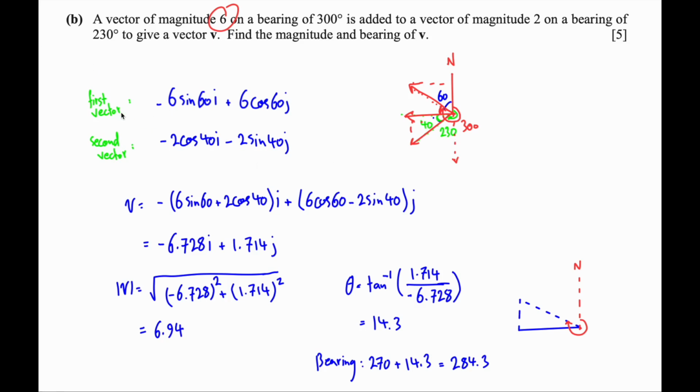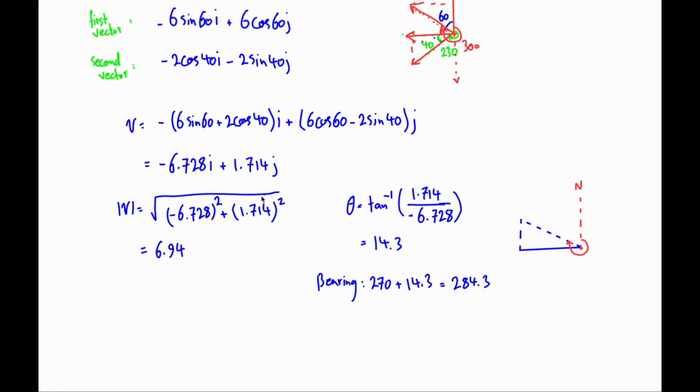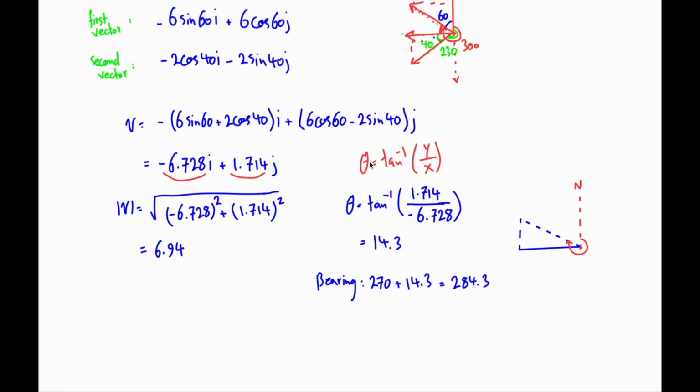As soon as you get the vectors in this format, the rest is easy, because for the addition of vectors you can simply add them up, the i components together, j components together. However, you need to find the magnitude of it, for which you can use Pythagoras' theorem. You just raise each of these components to the power of 2, add them up together, take the square root, and that is 6.94.